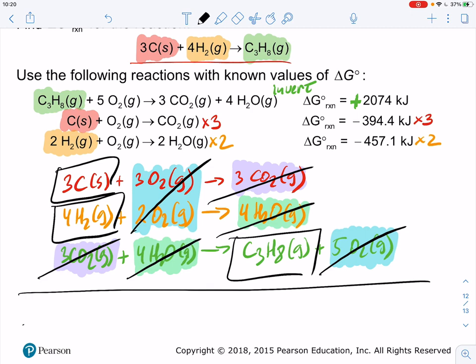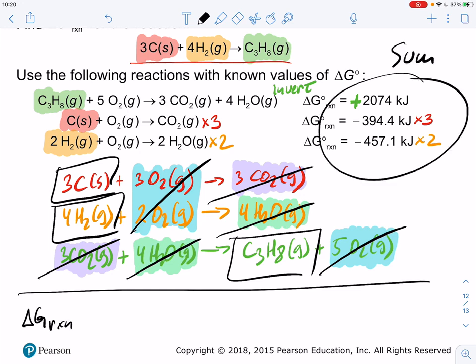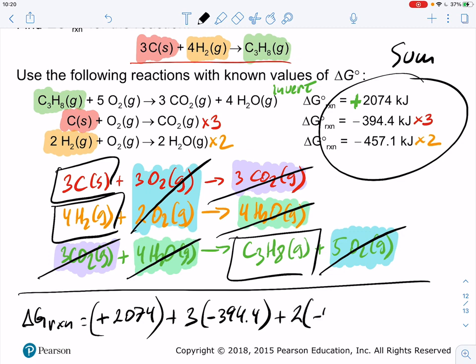Once you have that, your delta G of reaction is going to be the sum of all of that. So it's going to be equal to plus 2074 plus 3 times minus 394.4 plus 2 times minus 471.1.